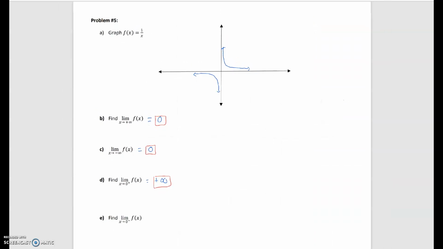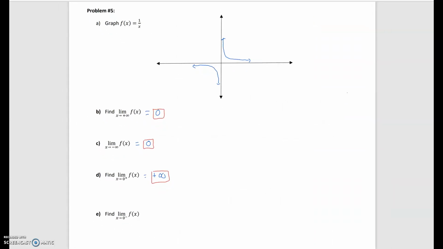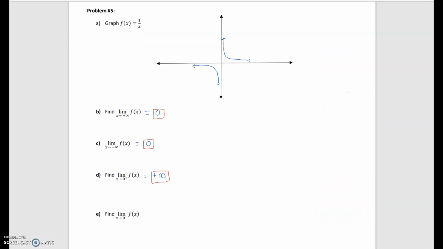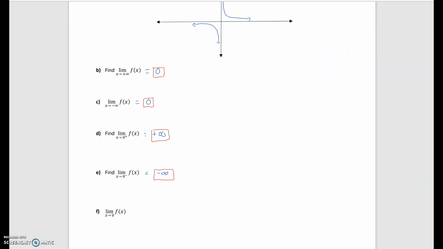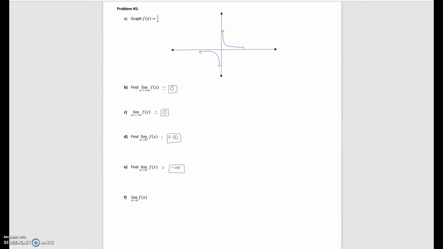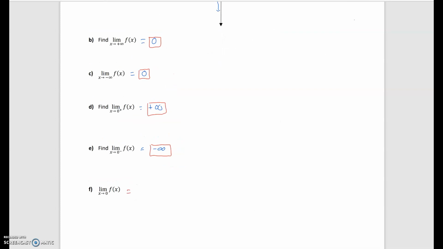Same behavior with respect to infinity as it approaches 0 from the negatives, but in this case, you're going to get a very large negative y value. So at 0, we're going to end up with negative infinity. Now, the last one is asking for the limit as x approaches 0. So in this case, we would say it does not exist.